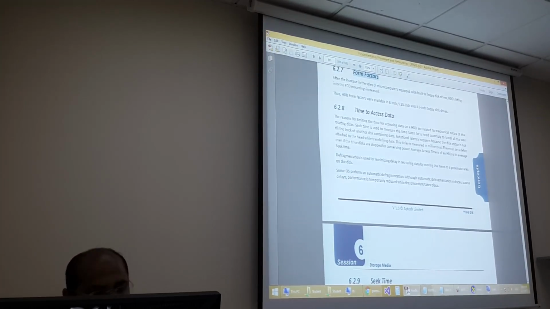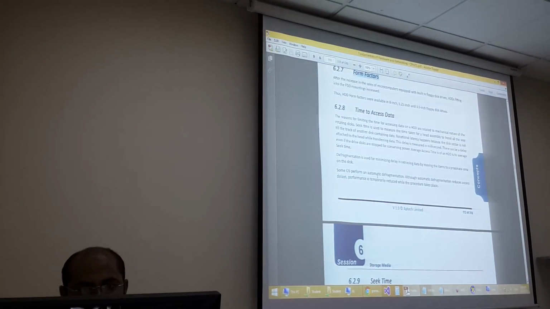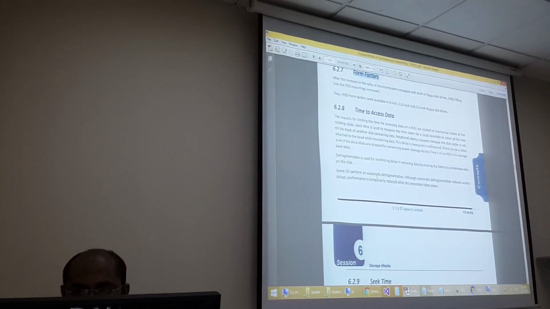The hard disk should be partitioned also. Will that help? Partitions will be there. This is basically the partition, right? C drive, E drive, it's our partition. But I'm talking about the hardware features, not the software features. Hardware wise, how do you measure the capacity or the goodness of a hard disk?